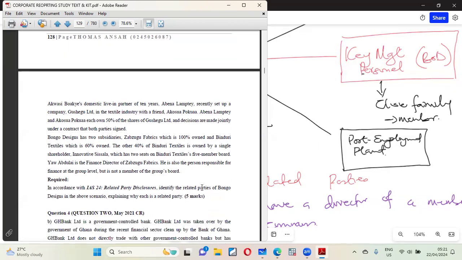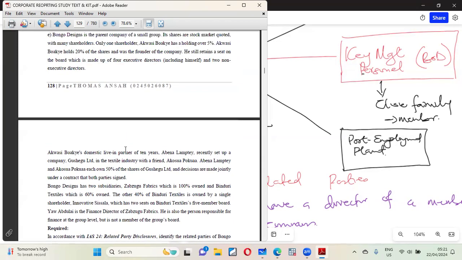Now, in accordance with this, identify the related party transactions in this question about Bongo. So we have to pick the issues one by one. Number one, let's talk about Kwesi Boakye. Kwesi Boakye has significant influence, and any relationship must be disclosed, because he owns 20%, so significant influence, and he is a key management personnel. Abena Lamte too is a close family member of Kwesi Boakye, and so that one too is a related party transaction. Then we also talked about the joint control. That one too is a third-party joint control, and that is regarded as a related party transaction.